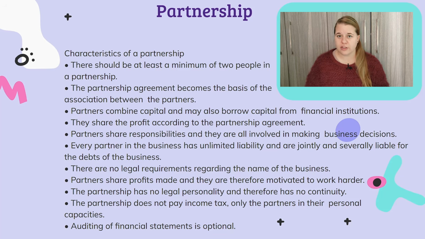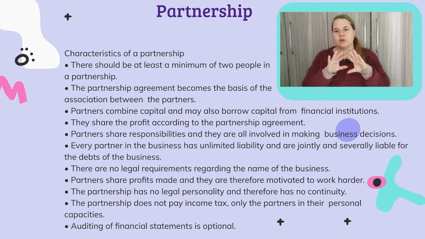So what are the characteristics? So there should be at least a minimum of 2 people. Okay. Partnership agreement becomes the basis of the association between the partners. So again, sole trader, 1 person. Partnership, 2 people. But it's an agreement. We're going to get to it a little bit later. But there will be an agreement of what is the ratio. Are we going to split it?